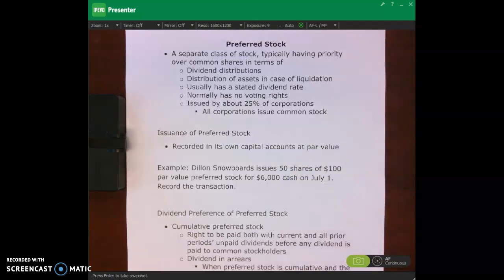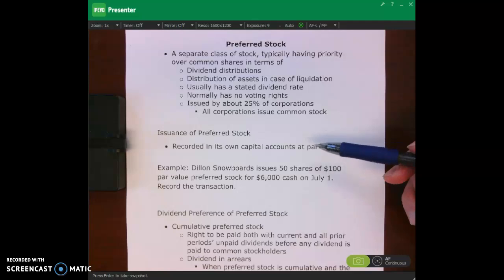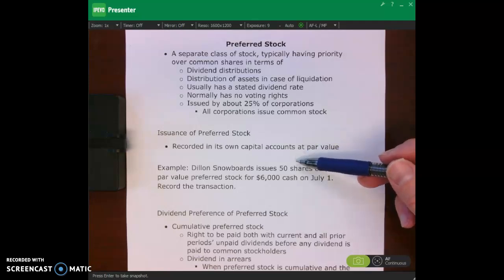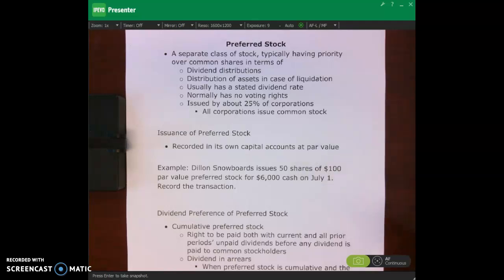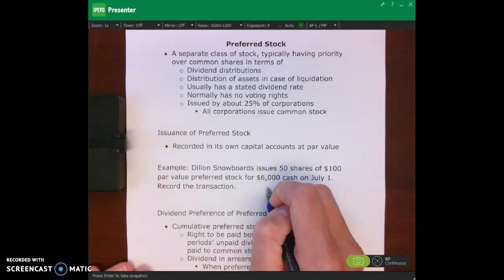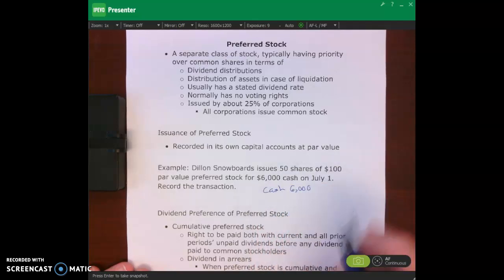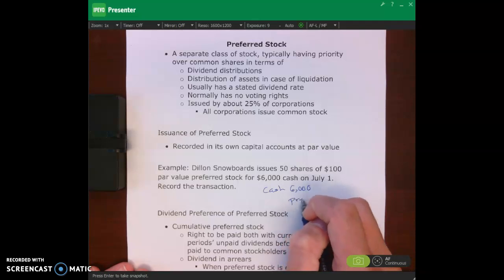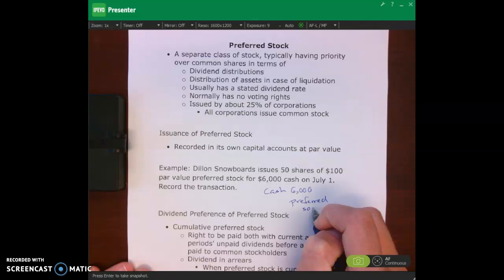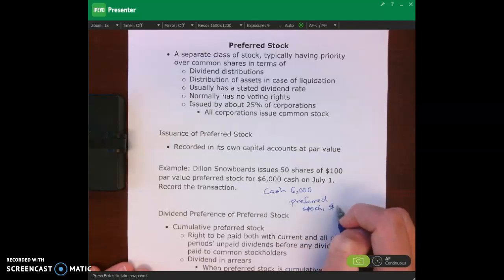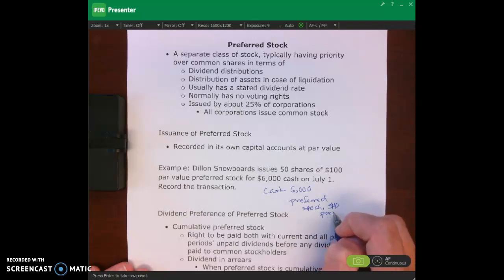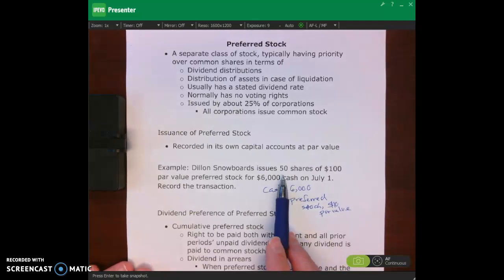So we talk about the issuance of preferred stock. It's pretty similar to what we talked about issuing common stock. It's just recorded in its own capital account. So rather than in common stock, it's recorded in preferred stock. So for example, when Dylan Snowboards issued 50 shares of $100 par value preferred stock for $6,000 in cash, let's record the transaction. So we're going to debit cash for our $6,000, and then we will credit our equity account, preferred stock, $100 par value, which is the 50 times the 100.